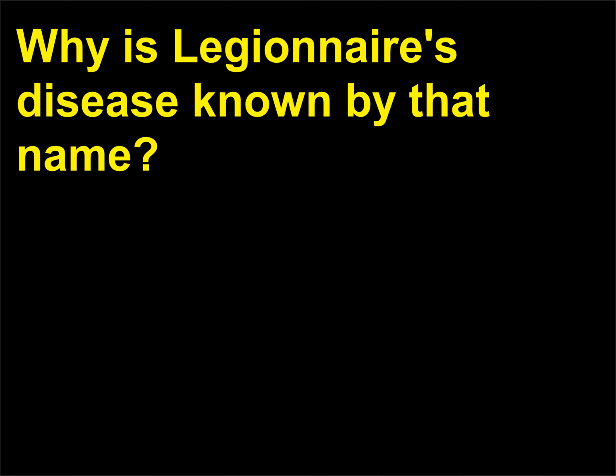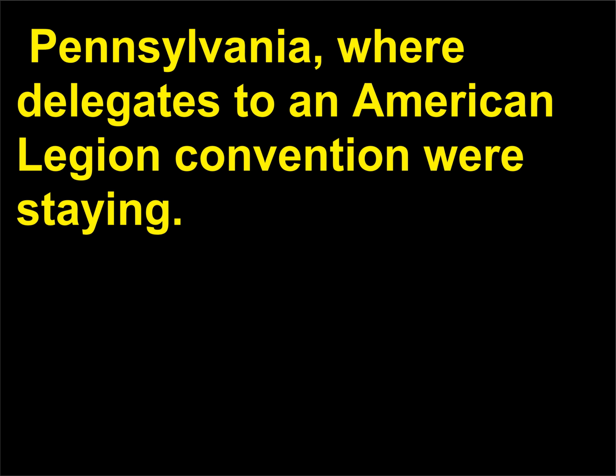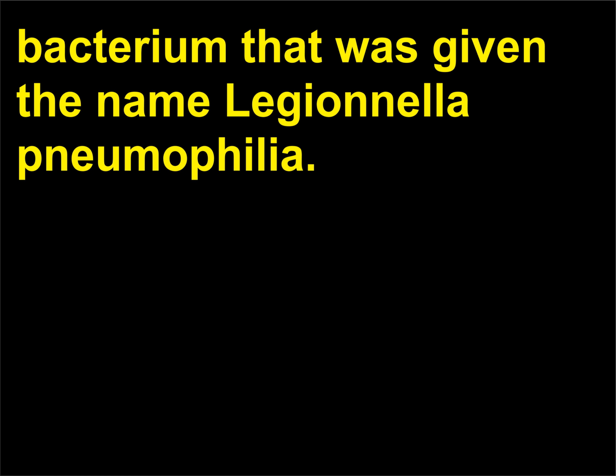Why is Legionnaire's disease known by that name? Legionnaire's disease was first identified in 1976 when a sudden, virulent outbreak of pneumonia took place at a hotel in Philadelphia, Pennsylvania, where delegates to an American Legion convention were staying. The cause was eventually identified as a previously unknown bacterium that was given the name Legionella pneumophila.